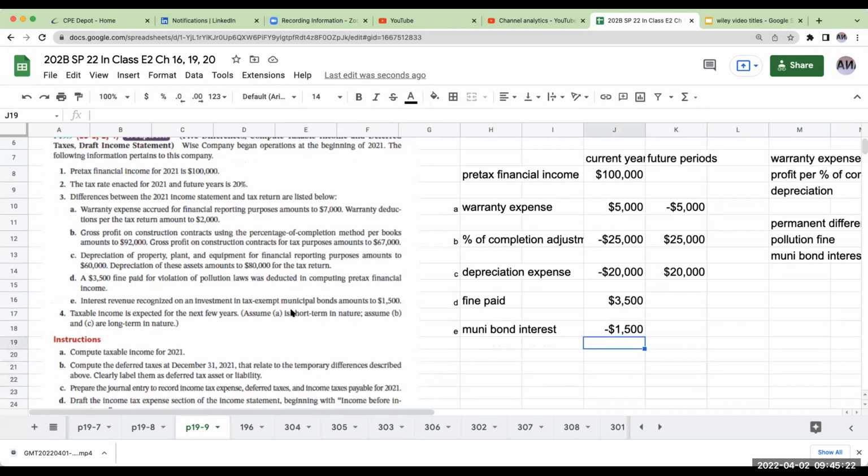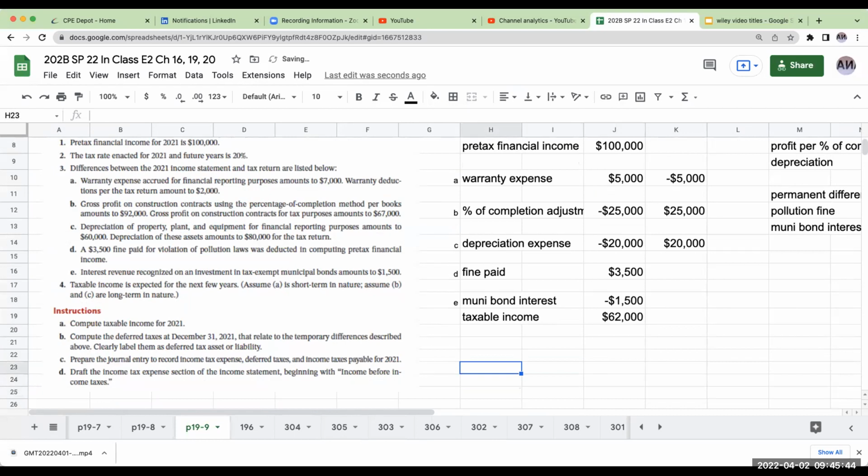When it says that this one here is short-term in nature and B and C are long-term, all this is going to be long-term, or non-current, because it's going to be reversing in the following year. So my taxable income for 2021 is going to be $62,000.